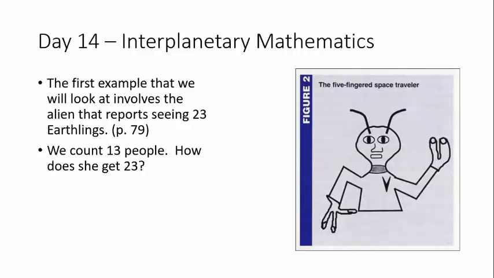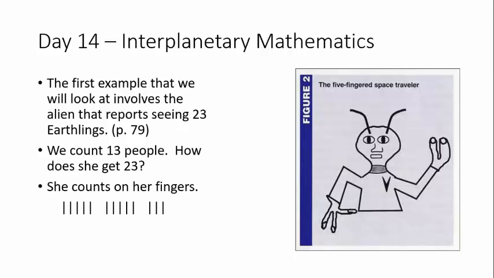You will recognize this figure from the article. This figure appeared on page 79 in the article. In the problem in the article, the teacher says that this alien reported seeing 23 Earthlings. You'll recall that you could only count 13. So how does this alien get 23? This alien counts on her fingers.